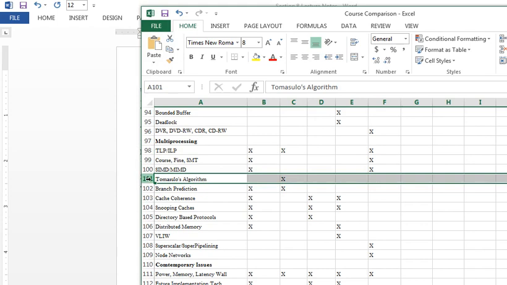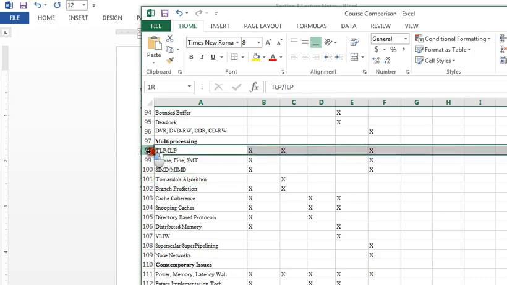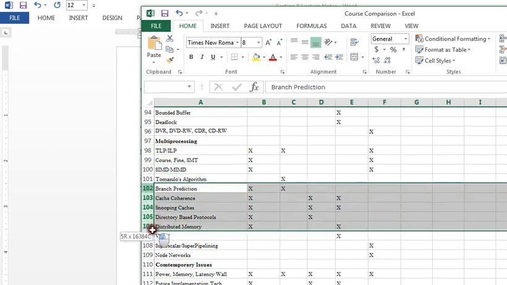That was done at Mississippi State, but that was kind of going into what you were just asking about, what happens when we want to do the variable renaming. I wanted to focus more on fundamentals and coding. So that's why I didn't do that. But we did just do TLP versus ILP, coarse and fine grain simultaneous multi-threading. Branch prediction, cache coherence.